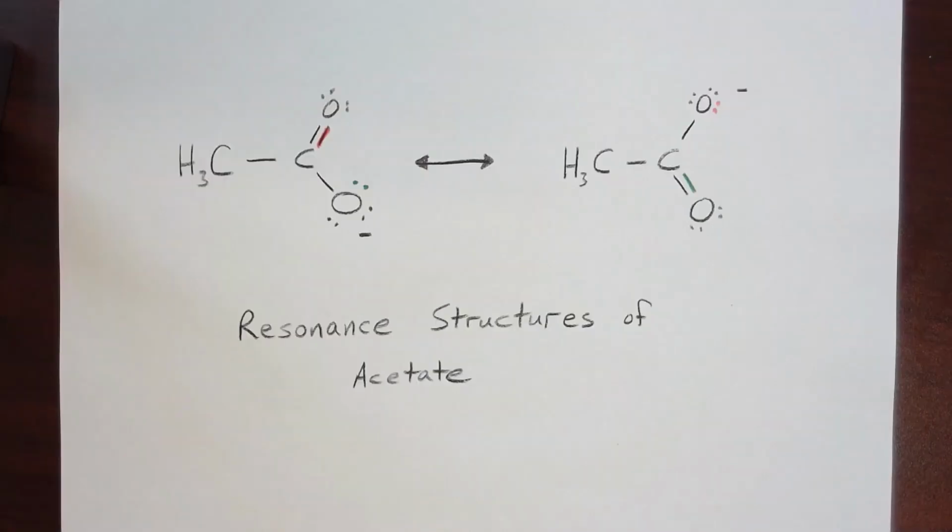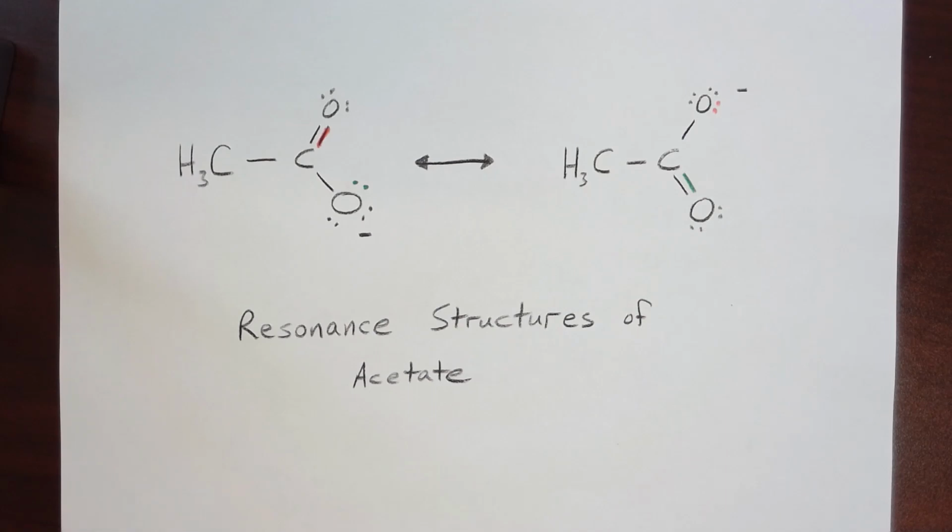Resonance structures are used to show when pi bonding electrons are delocalized. The acetate anion has the 2 resonance structures shown. To show the movement of the electrons, we identify where bonds have been broken and formed.